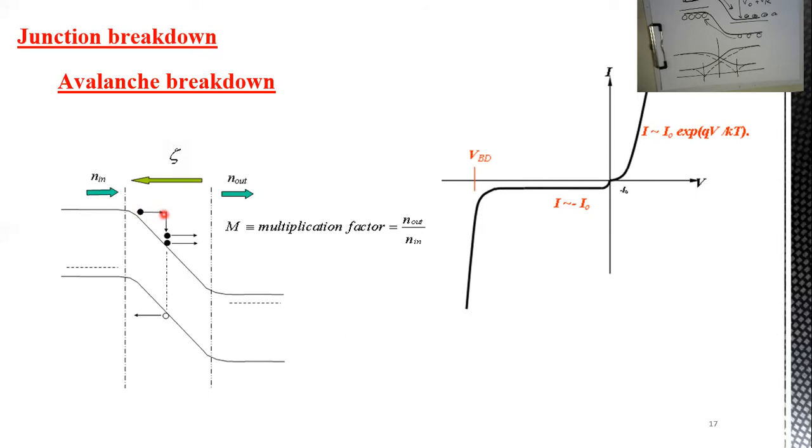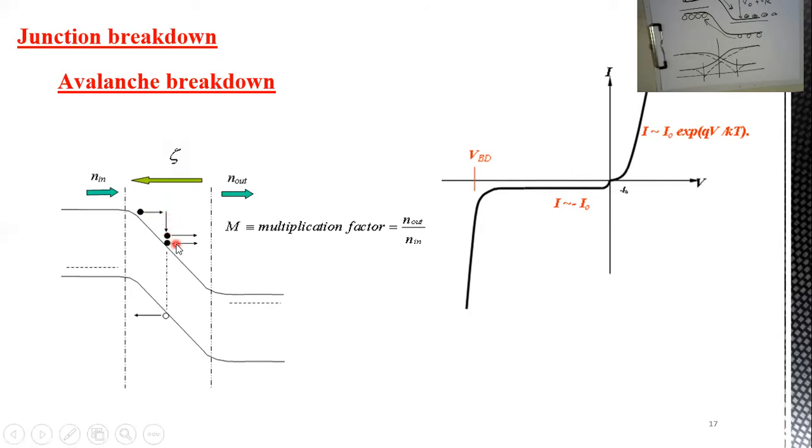And as the carrier is moving at a very high speed, that means that it has higher kinetic energy, because kinetic energy is proportional to speed. And thus, this carrier can collide with another electron which is already bound and break its bond to create another electron.